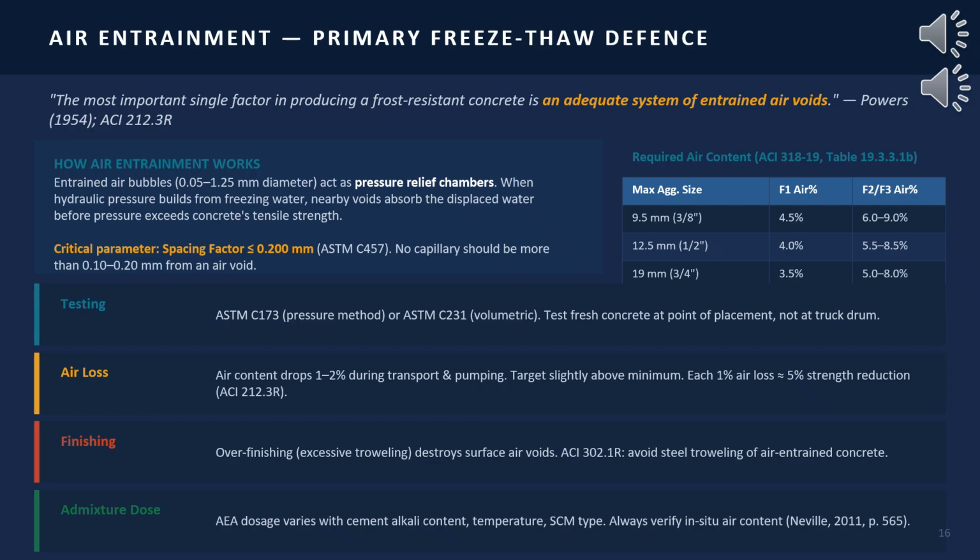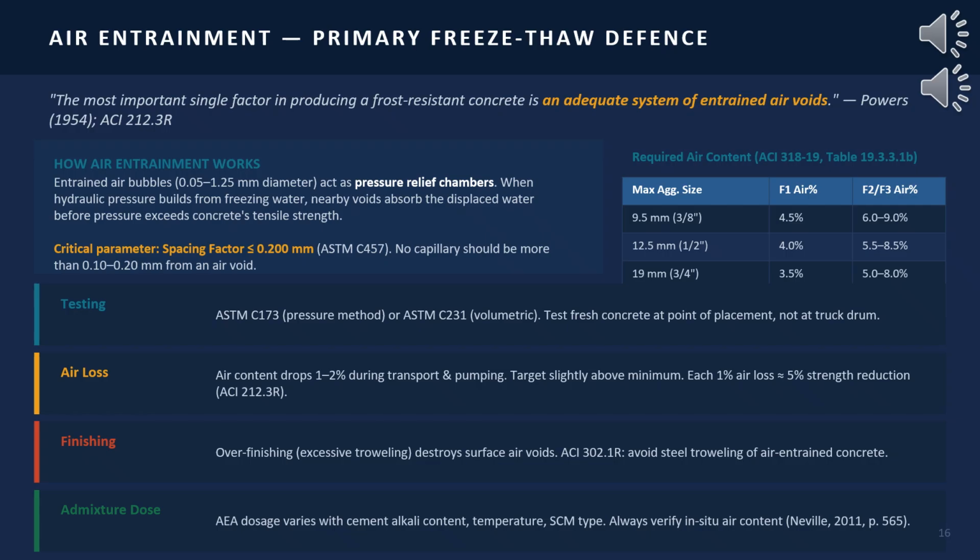The required total air content from ACI table 19.3.3.1 ranges from about 4.5 to 9% depending on aggregate size. For 19 millimeter maximum aggregate, the F2 and F3 requirements is 5 to 8%.